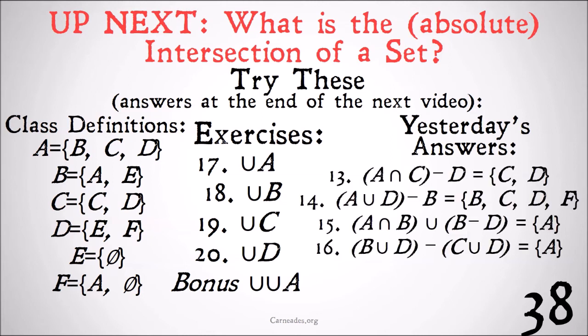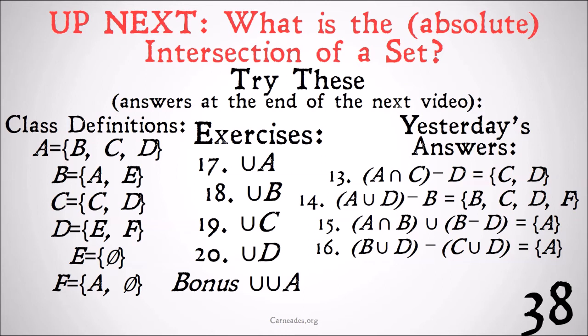For yesterday's problems, we have the following answers. So the intersection of A and C, first off, is just going to be C and D, also known as just C. If we subtract out D because it doesn't have any members in common with C, we get the class of C and D, also known as just C. For number 14, the union of A and D is B, C, D, E, F. If we subtract out B, so we subtract out the members of B, that's E and A. We didn't have any A's, but we had an E. We get B, C, D, F. Note that because A isn't a member of the union of A and D, we don't subtract it out, despite the fact that all of the members of A are in there.